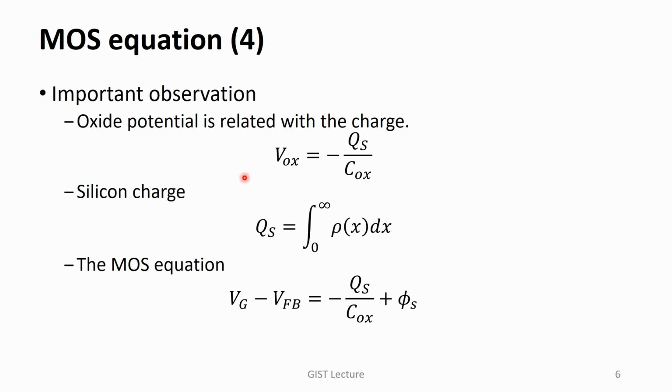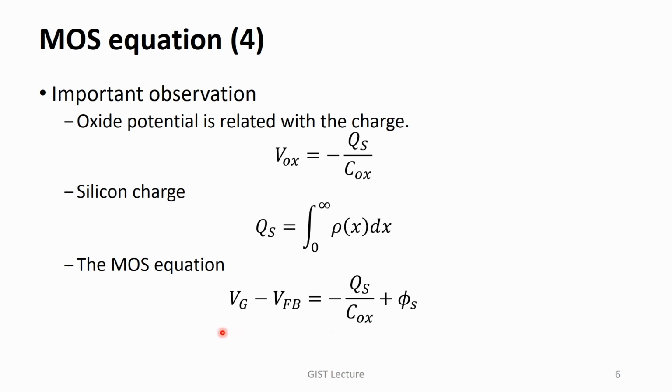Now we make an important observation. The oxide potential is related with the charge. When the capacitor per area is denoted as Cox, we have a simple relation between the oxide potential and the integrated charge in the silicon region. Note that Q sub S and Cox are quantities per area. Then, instead of the oxide potential, we have an equation related with the semiconductor charge.